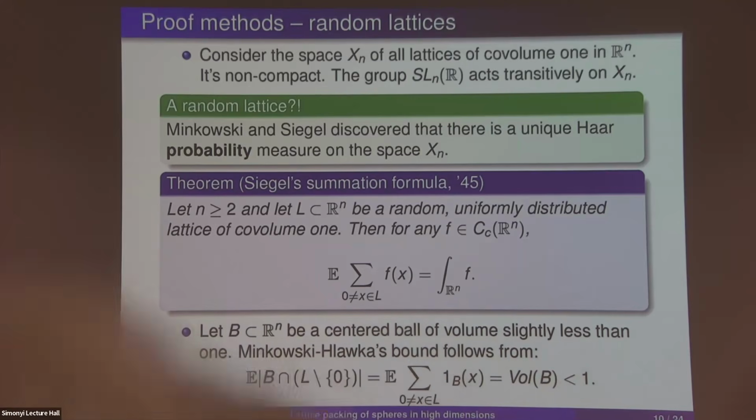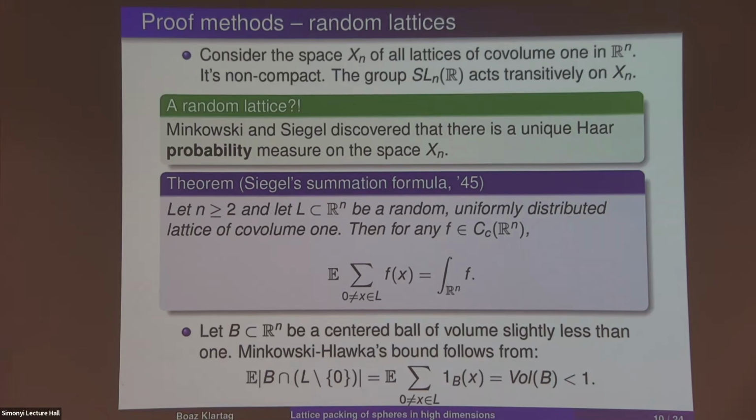Minkowski and Siegel discovered that the total measure is actually finite. Minkowski definitely computed the volume of the space of lattices in terms of the product of zeta functions. So apparently it's not at all obvious, but there is a unique Haar probability measure on the space of lattices. So there is a canonical way to sample a random lattice of covolume 1 in Rn. When I just learned about it a few years ago, I found it quite impressive: we can flip coins and get a random lattice in Rn of covolume 1.